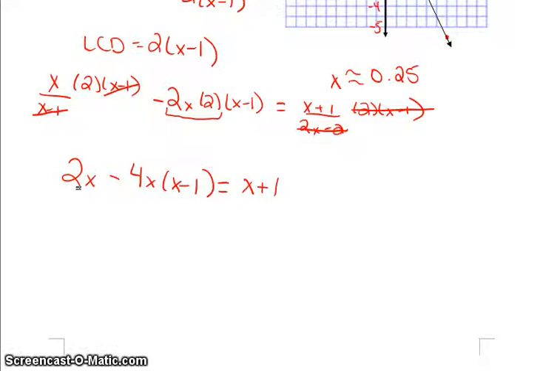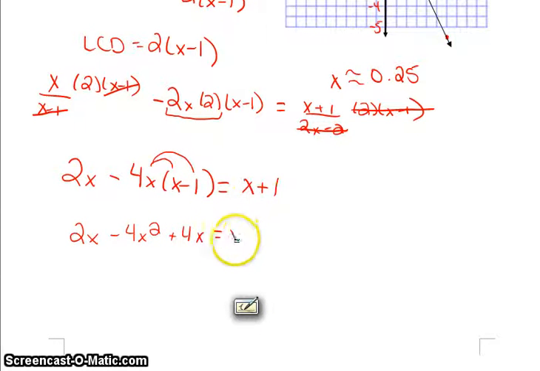From there, we can clean it up some more. Let's distribute this negative 4x inside those brackets. So we have 2x. Negative 4x times x is negative 4x squared. Negative 4x times negative 1 is positive 4x. That is equal to x plus 1.